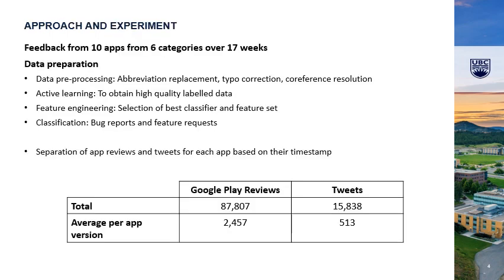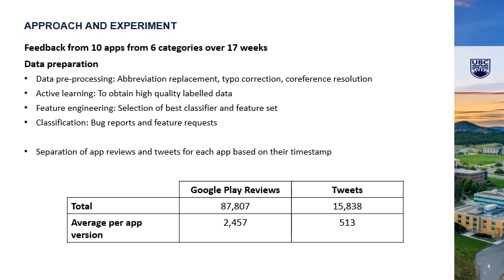In order to do this, we have collected feedback from 10 apps in 6 categories over 17 weeks, to show that these are over different versions of an app. We have collected 87,000 Google reviews and 50,000 tweets, with averages of almost 2,500 Google Play reviews and 500 tweets per app version.